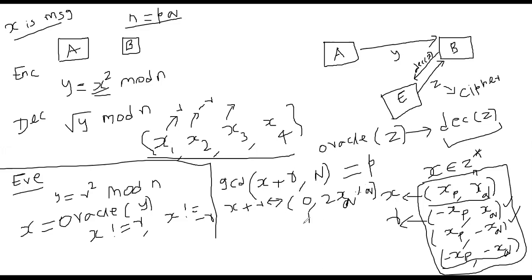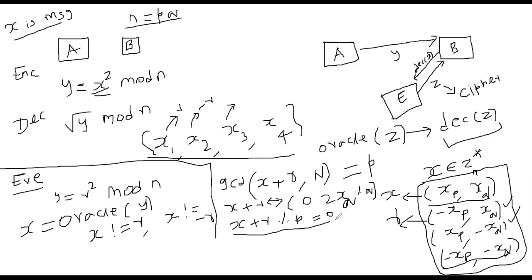What does this tell us? This tells us that the first component is 0, which means x plus r mod p is 0, which means p perfectly divides x plus r. Okay, that's really interesting.